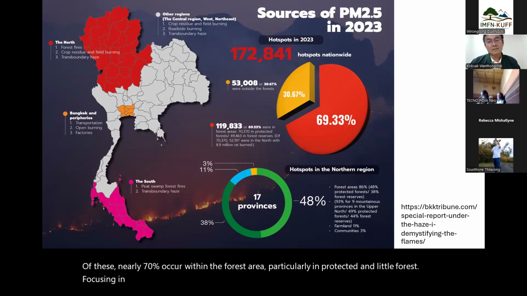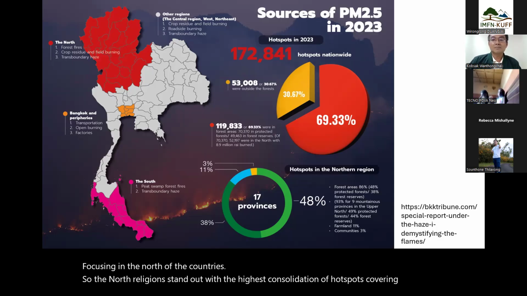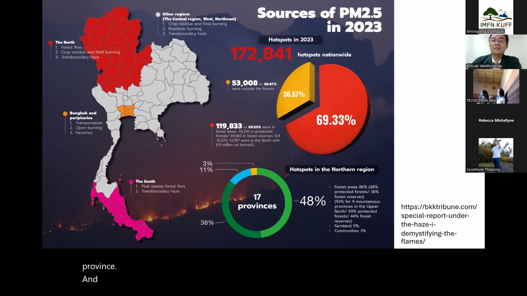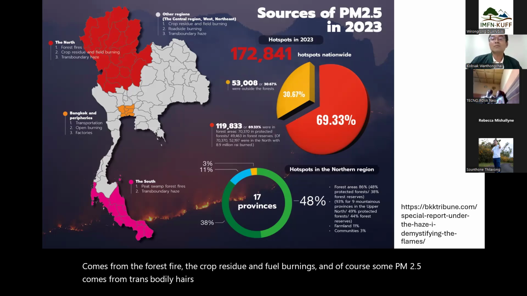Focusing on the north of the country, the northern region stands out with the highest concentration of hotspots, covering 17 provinces, and contributes significantly to PM2.5 emissions. Within this region, around 86% of the hotspots were in forest areas. The main causes of PM2.5 in the northern region come from forest fire, crop residue, and field burning. And of course, some PM2.5 comes from transboundary haze and smoke pollution from neighboring countries.